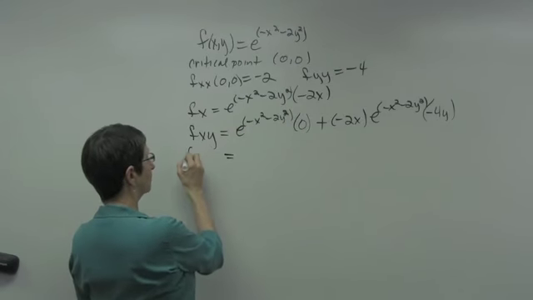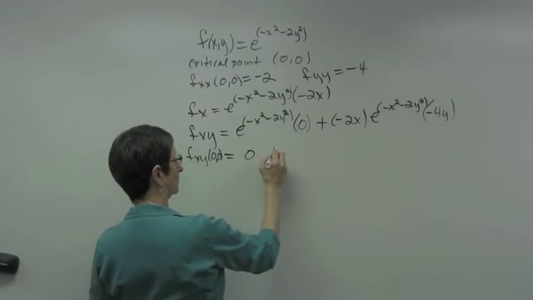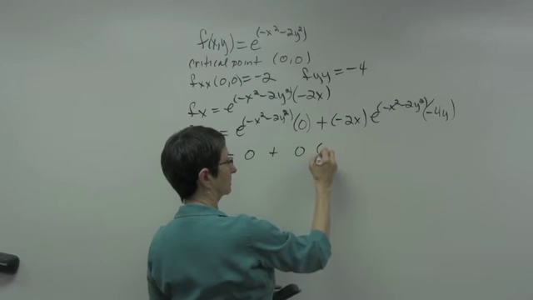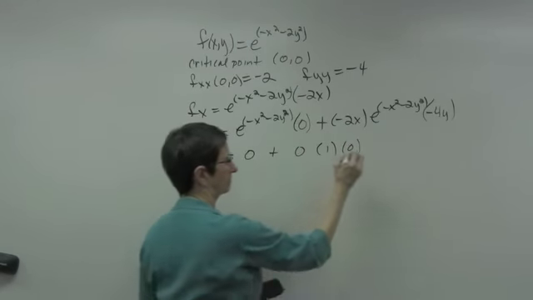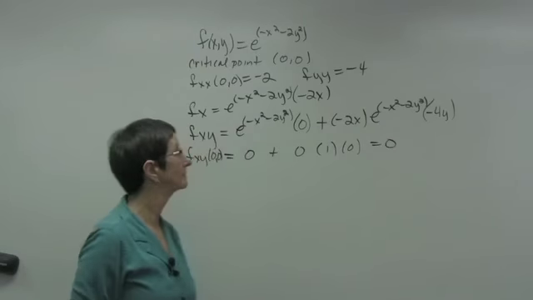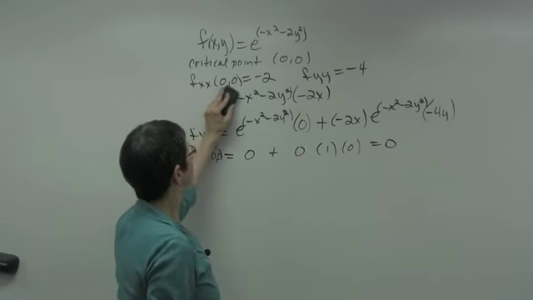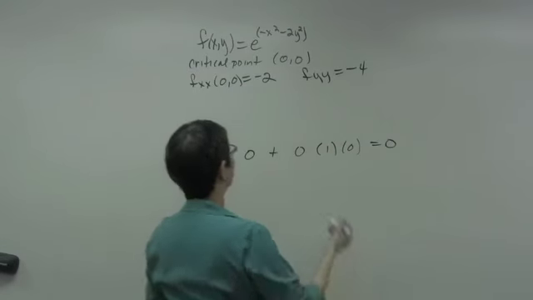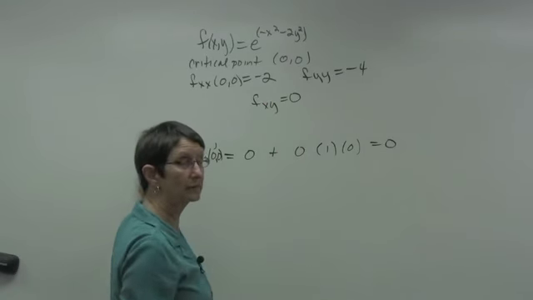So now let's put the point 0, 0 in here. That's all 0 plus this is 0. Well, e to 0 is 1, and that's 0, and so it's 0. Okay. So we've done all this work. And now we have found out everything that we need in order to use the second partials test.